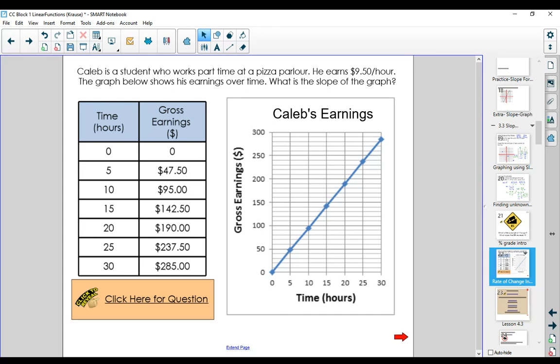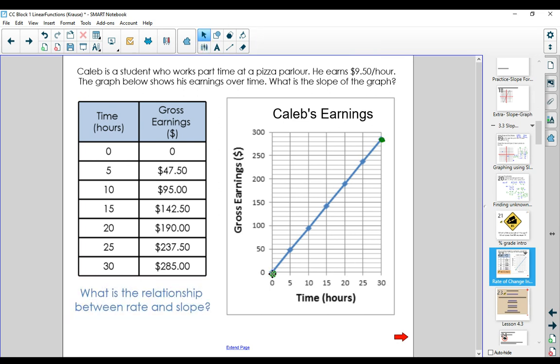So here's an example. It says Caleb is a student who works part-time at a pizza parlor. He earns $9.50 per hour, and the graph below shows his earnings over time. So if he works 0 hours, he gets $0. When he works 5 hours, he gets $47.50. When he works 30 hours, he gets $285. So the question is, what's the relationship between the rate and the slope?